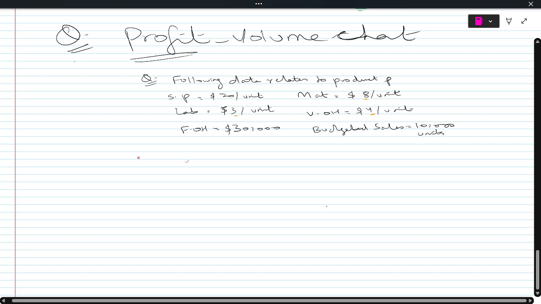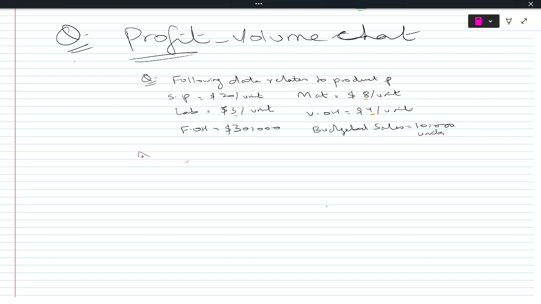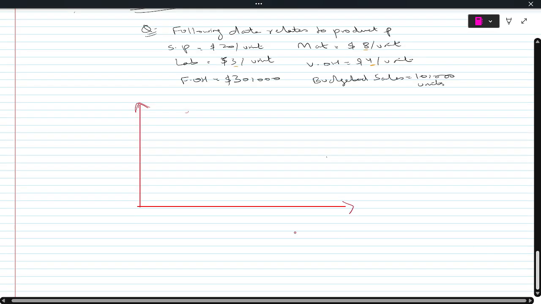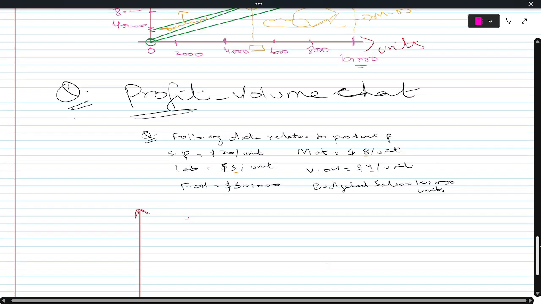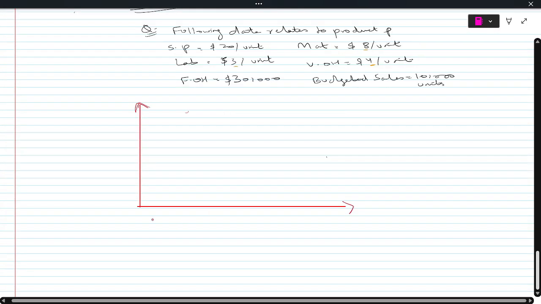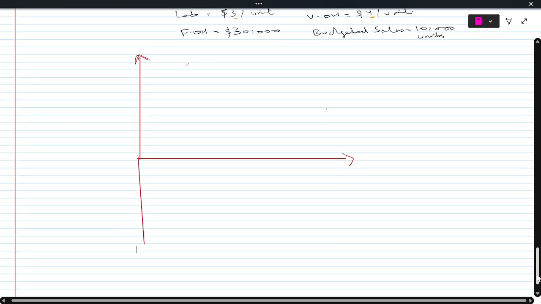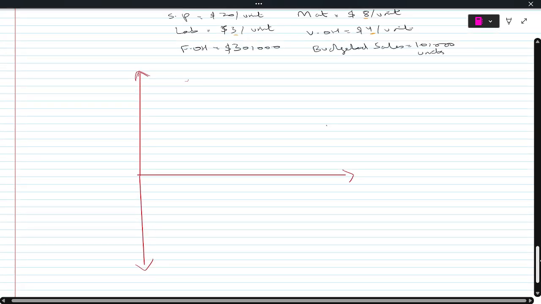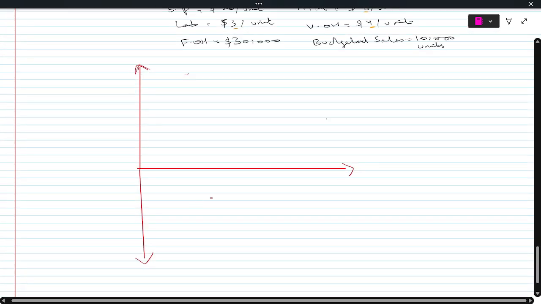Now in a profit to volume chart, obviously you will have your y-axis first. And one additional thing that we do in a profit to volume chart is that you extend your y-axis downwards, which means in the negative direction also. So that means we have a positive y-axis and we have a negative y-axis also. Let me first quickly correct this. Okay, so you can see that now we have a negative y-axis also.